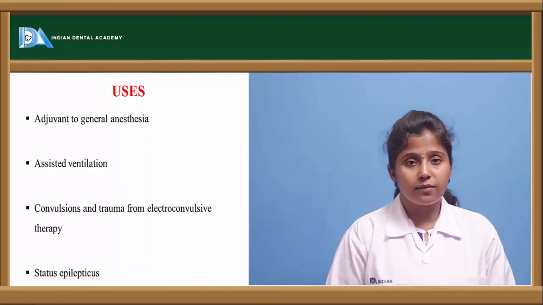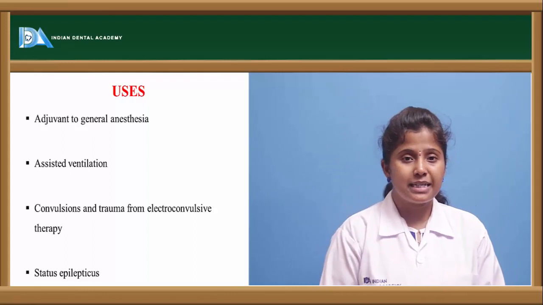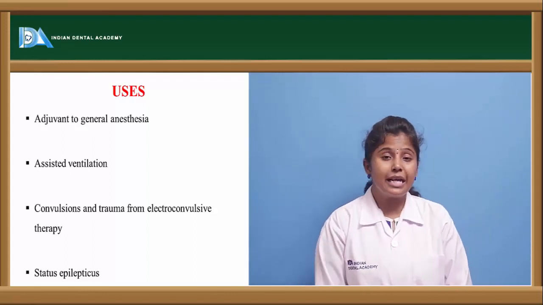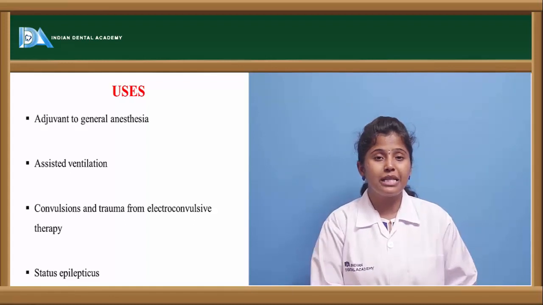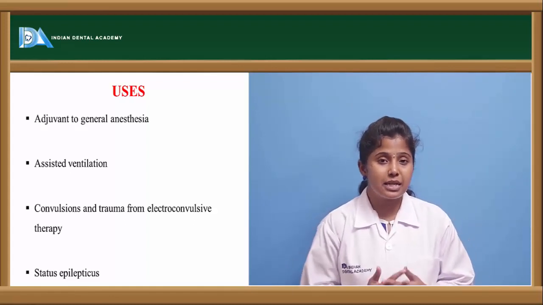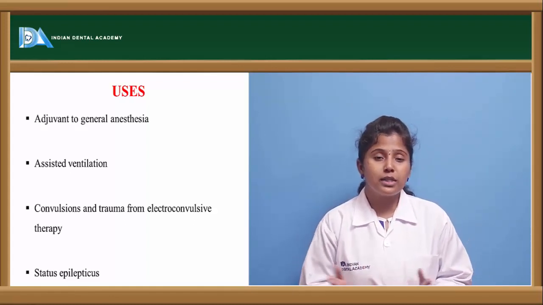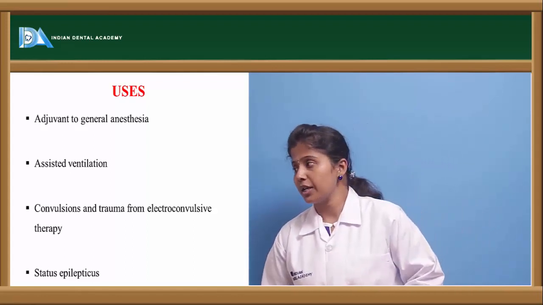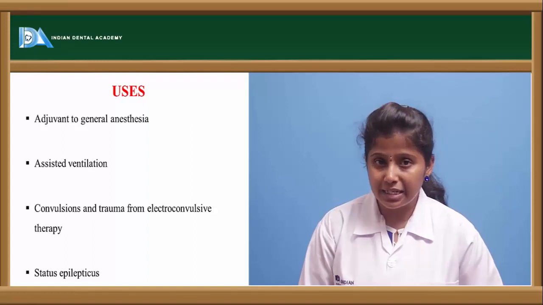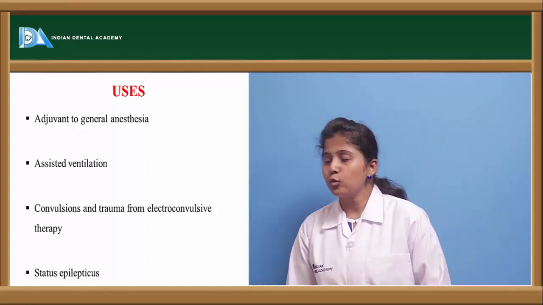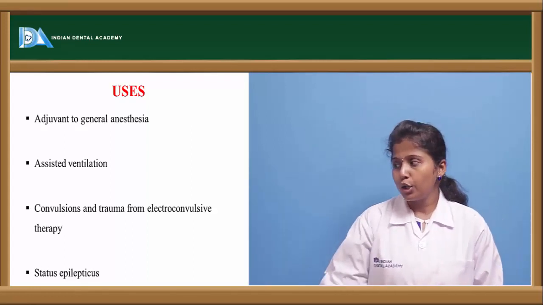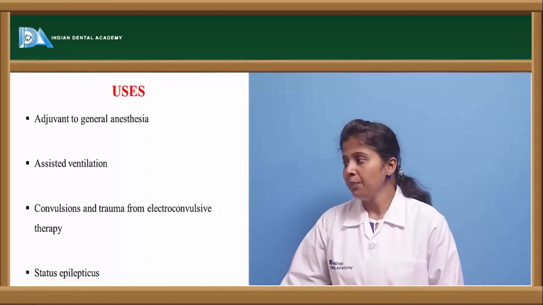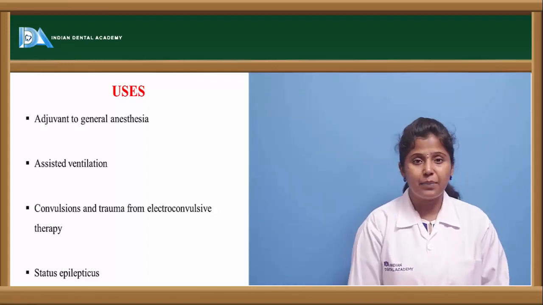What are the uses of these non-depolarizing skeletal muscle relaxants? These are used as an adjuvant for general anesthesia. In anesthesia, muscle relaxation is important, so in order to prolong the muscle relaxation, these drugs are used as an adjuvant in general anesthesia. They are used in assisted ventilation, and they are used to treat convulsions and trauma also. Thereby they are used in electroconvulsive therapy, and these are used to treat status epilepticus.